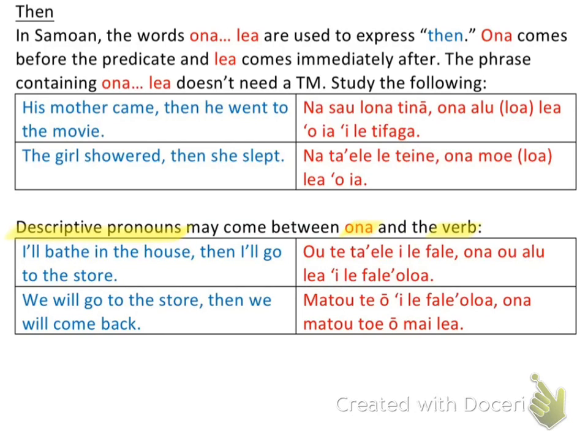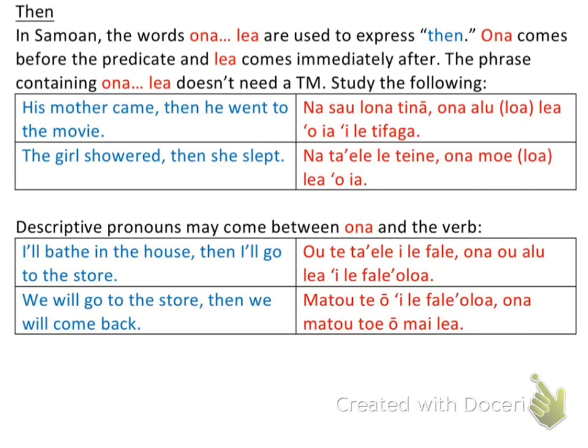So in this case, I would put my descriptive pronoun, just like I do in my descriptive sentence structure, I'd put the pronoun before the verb. And they would just take place between ona and leia. Okay? So we'll just go over this real quick. I'll bathe in the house. You'll just use that the same way that you would do it in all of the other cases that we've talked about. I'll bathe in the house is o te ta ele ile fale.